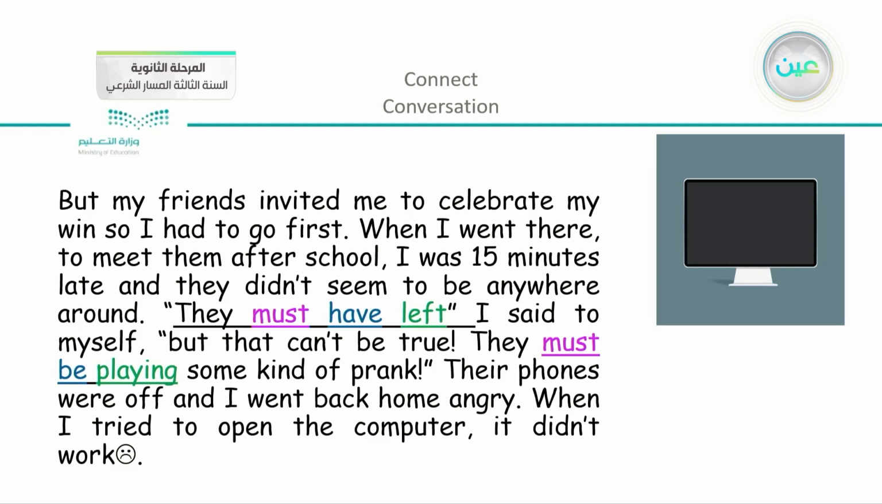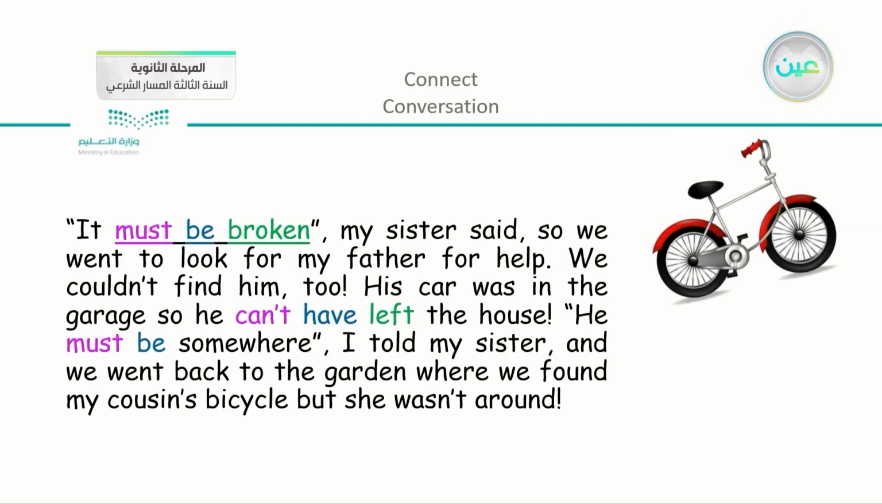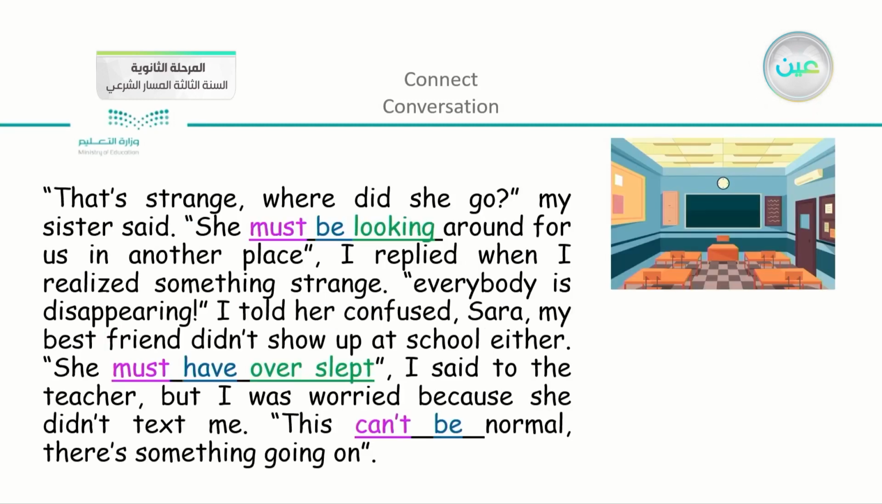When I tried to open the computer, it didn't work. It must be broken, my sister said. So we went to look for my father for help. We couldn't find him either. His car was in the garage, so he can't have left the house. He must be somewhere, I told my sister, and we went back to the garden where we found my cousin's bicycle, but she wasn't around. That's strange. Where did she go? My sister said. She must be looking around for us in another place, I replied, when I realized something strange.